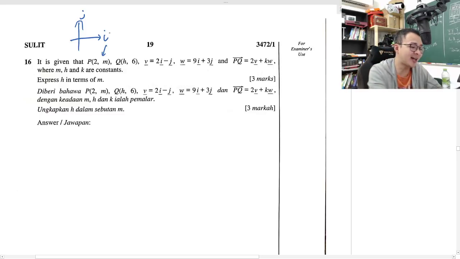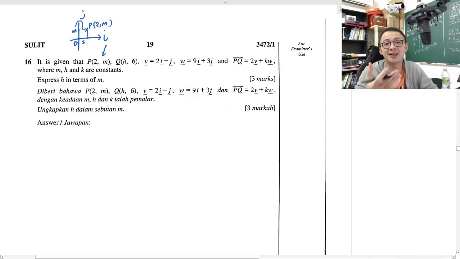And then because i and j is over here, we must always start from the O, which is the center point. So P is just somewhere here, maybe 2m. You can see here is like 2 units and here will be m units. So this coordinate we call P, (2, m). Alright, so you get the idea.